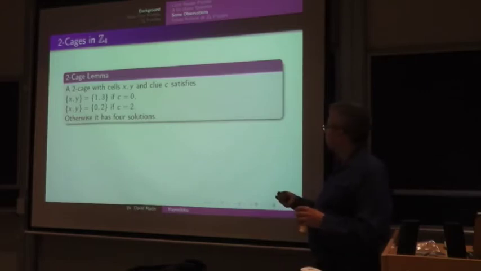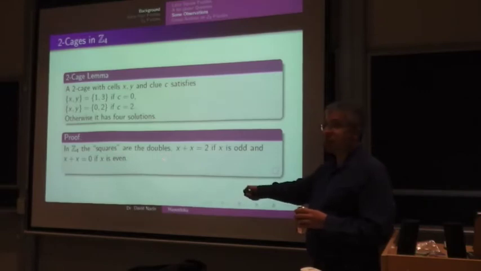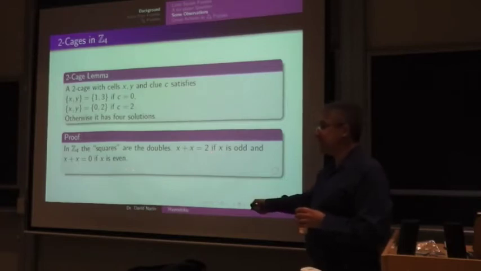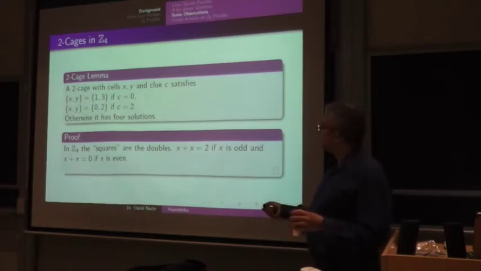Here, the product is going to be addition over Z4, so the squares are actually doubles. So x plus x happens to be equal to 2 if x is odd, and 0 if x is even, so we lose two solutions in the 0 case, and we lose two solutions if the clue is 2. Now, if the clue happens to be odd, we're still going to have a full 4 solutions. So I'm going to call this the two-cage lemma, and basically it gives us a quick way of determining what the entries are in the case that we have a two-cage with an even clue.